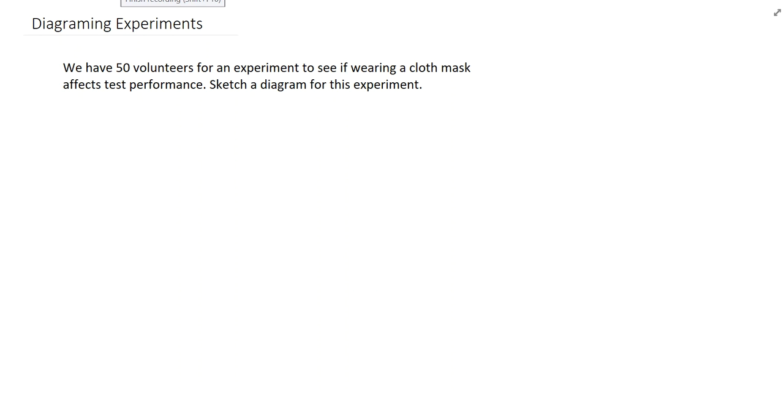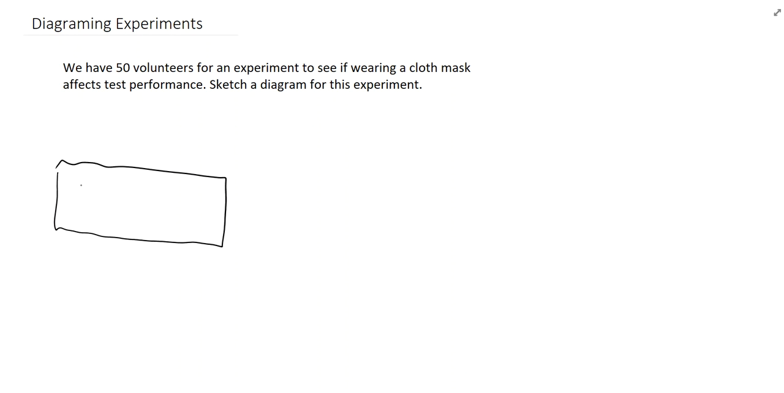Okay, here's a diagramming experiments example. We have 50 volunteers for an experiment, and we want to see if wearing a cloth mask affects test performance. And so we want to sketch a diagram for that experiment. There's an example or two of this in the textbook, but here's really kind of what I'm looking for.